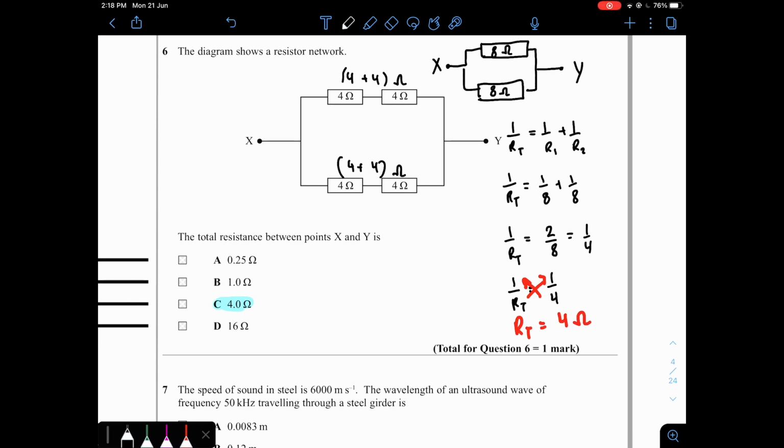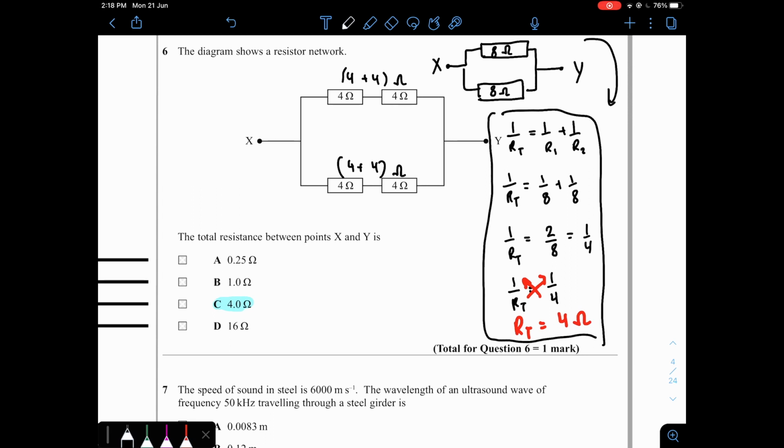Now, there's a trick to this. We can skip all of this step here, and go straight to the answer, only and only if we have identical resistors. And what we can do is go straight here and think, okay, they're identical resistors, there are 2 pathways, so all I have to do is divide the value of the resistance by the number of parallel pathways.